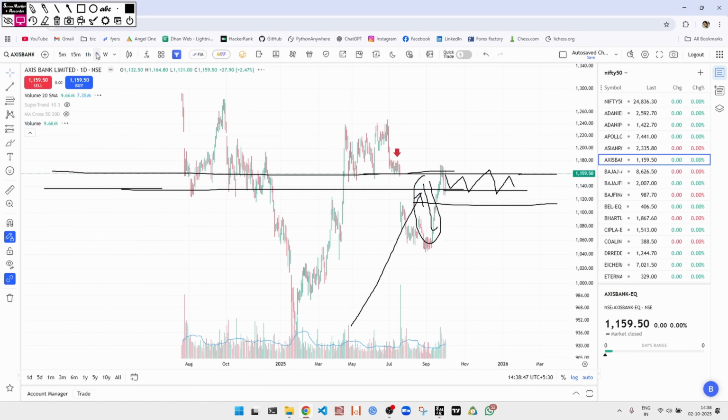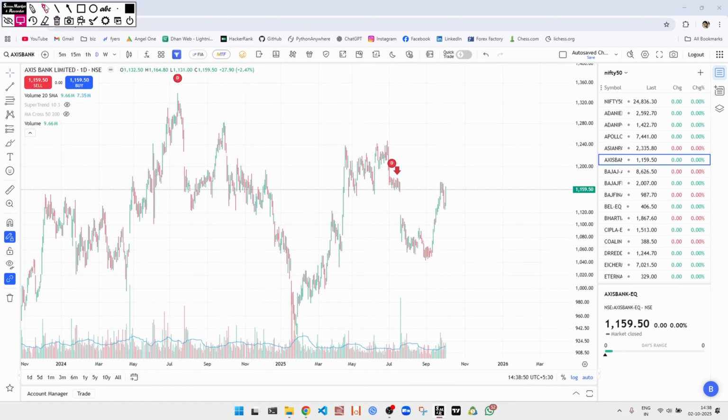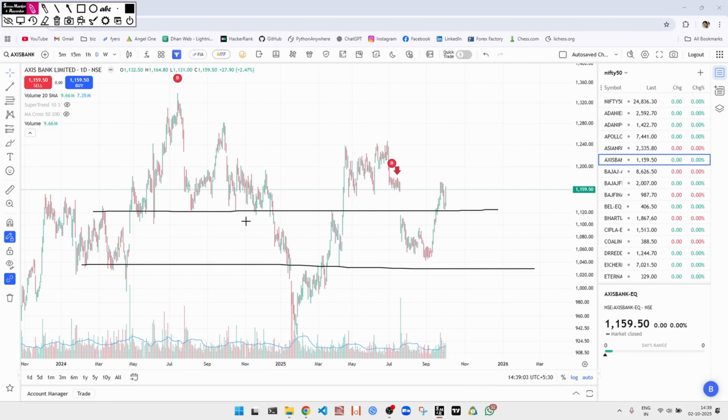And if we look at the daily time frame of Axis Bank, it is quite good. Prices took support at a previous support zone, and now it is coming near to the resistance zones.